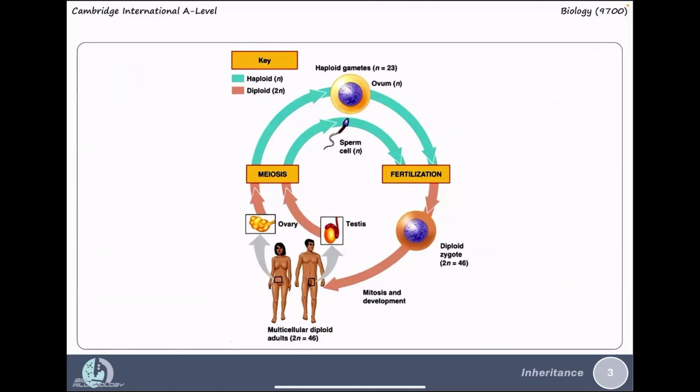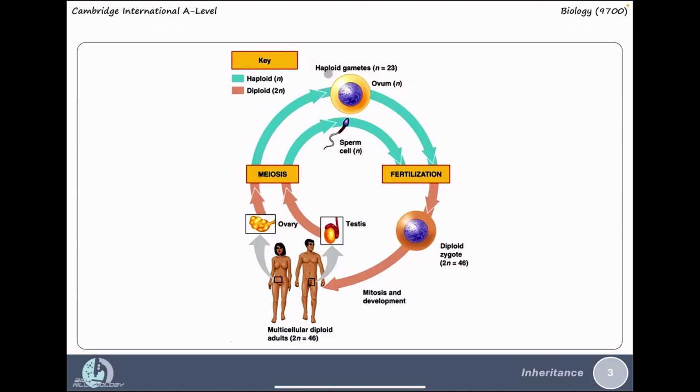These diagrams show how the reduction division, meiosis, is involved in the production of gametes. You can see from this diagram that in an individual with 46 chromosomes, male and female, in the ovary, meiosis takes place to form female gametes, which is an ovum with haploid number n equal to 23. In the testes, a similar event takes place during gametogenesis. Meiosis halves the number of chromosomes from 46 to 23.